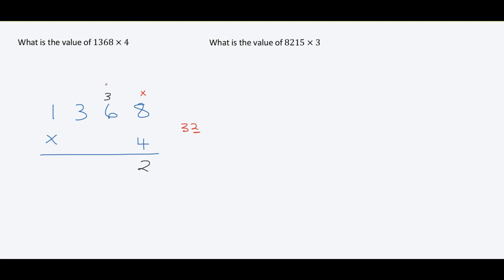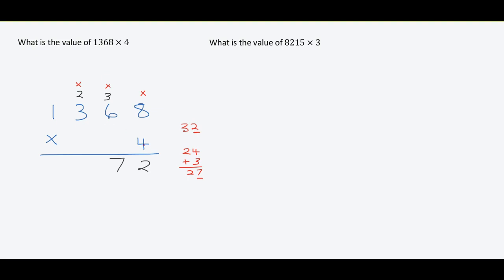Now we go over to the next column on the left. 6 multiplied by 4, we have 24, and then we have to add 3 to that because that's the number we carried over. So now we have 27, so we're going to write down the 7 and carry the 2.